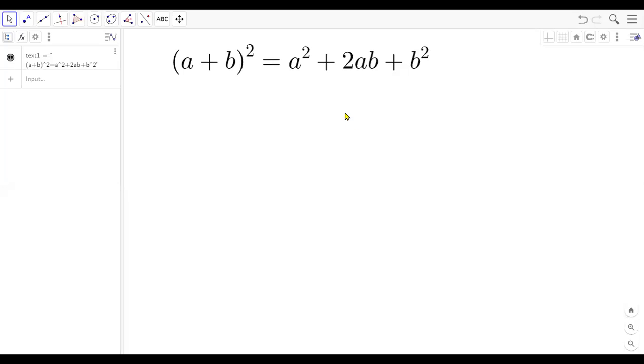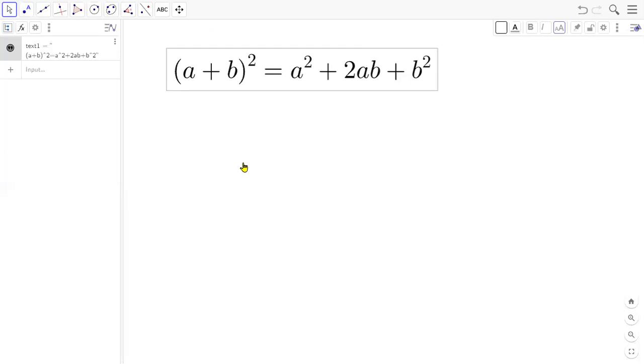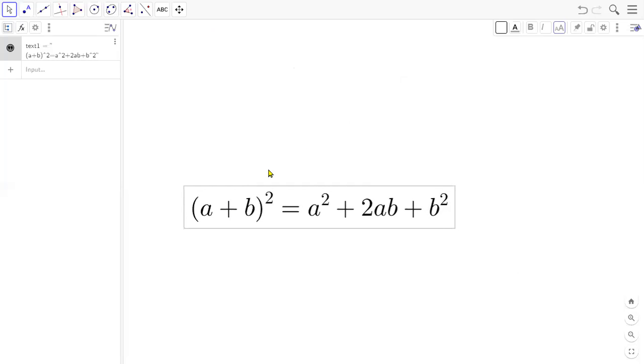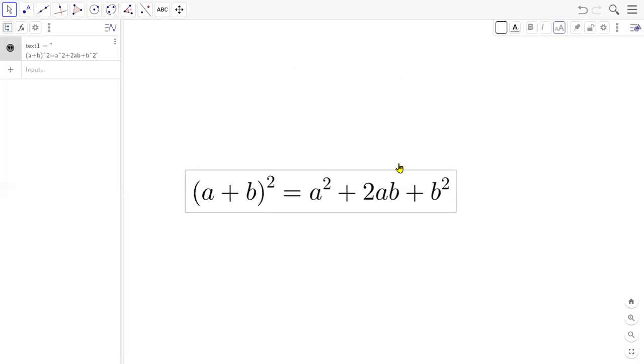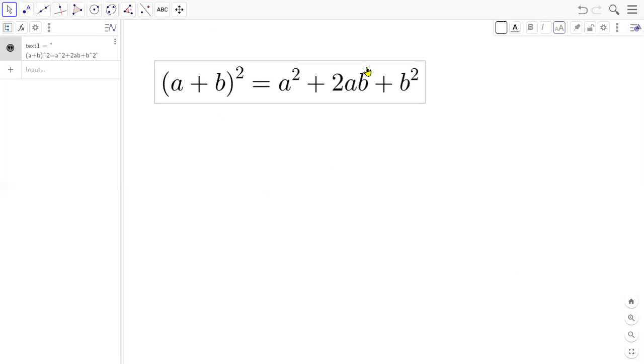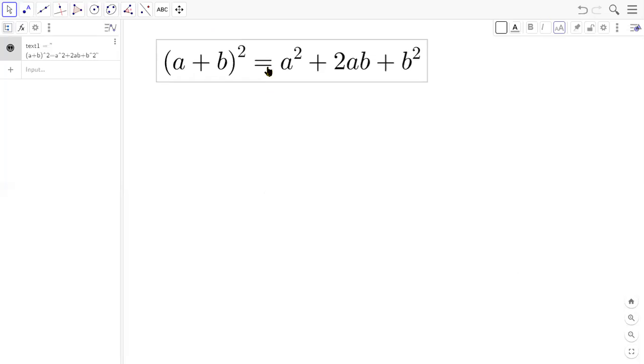Today in this video, I am going to discuss the geometrical meaning of the algebraic formula (a plus b) whole square is equal to a square plus 2ab plus b square. I am going to geometrically interpret this algebraic expression.